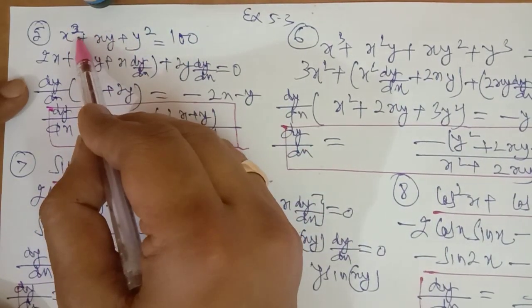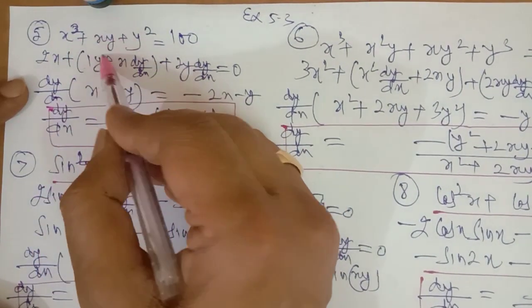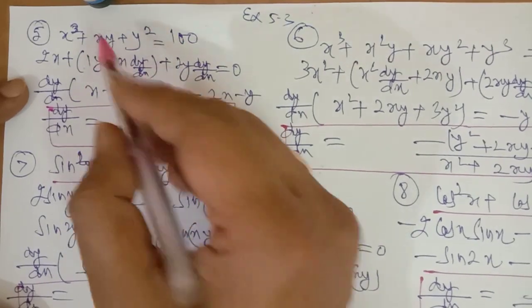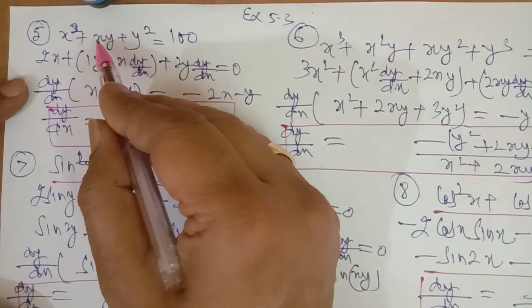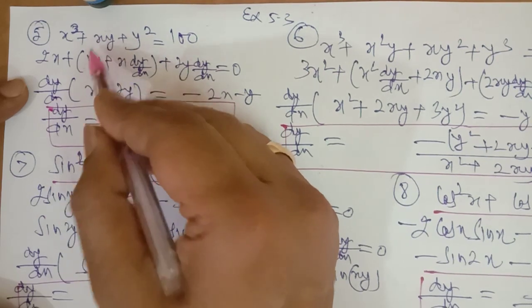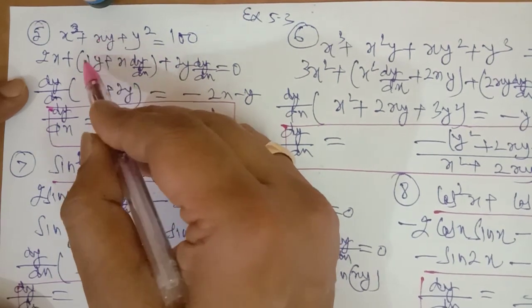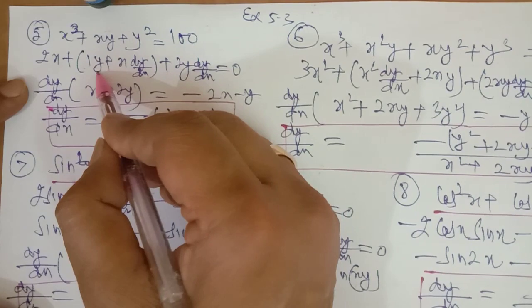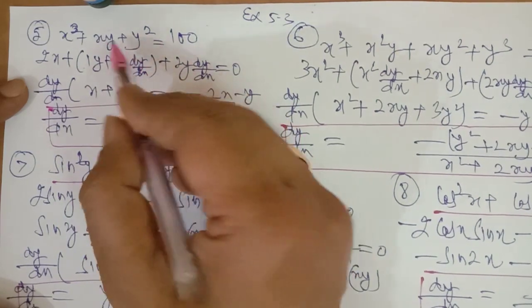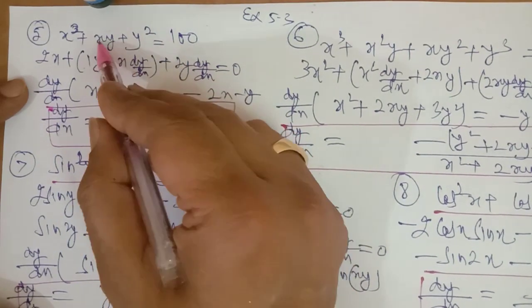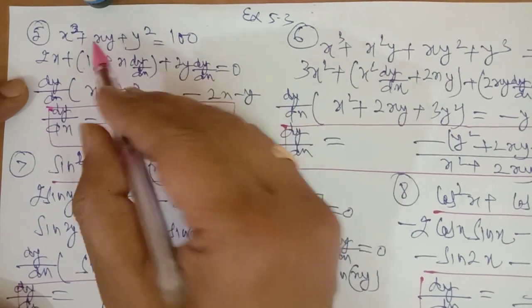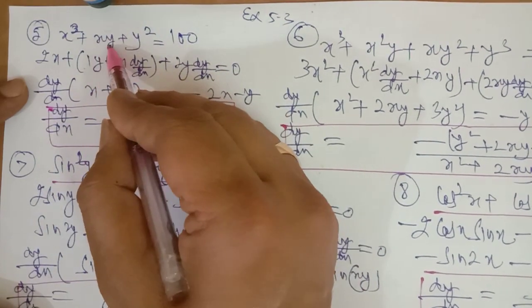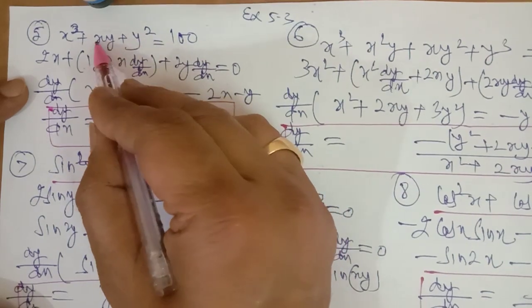The derivative of x square is 2x, and for x into y we can use the product rule. The product rule you know very well: first differentiate x, which is 1, and multiply with the second function, plus the derivative of y, which is dy dx, multiplied by x. So we have used the product rule.